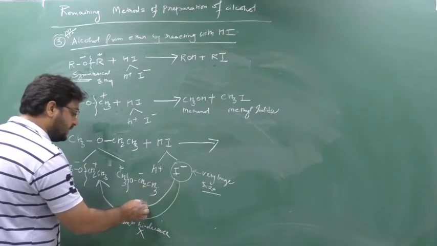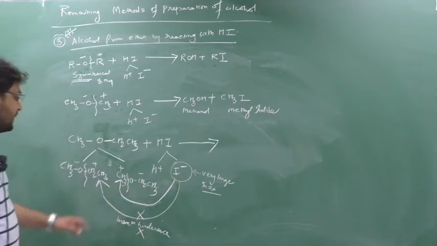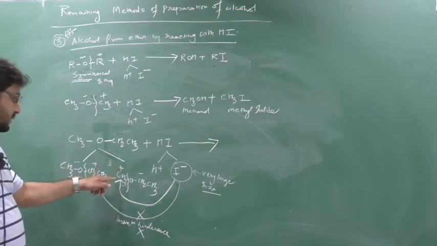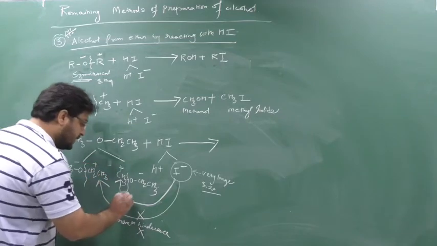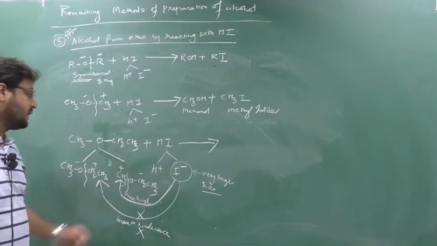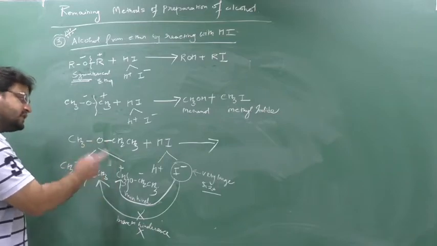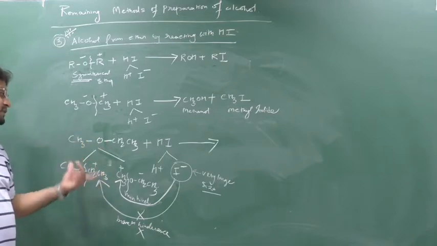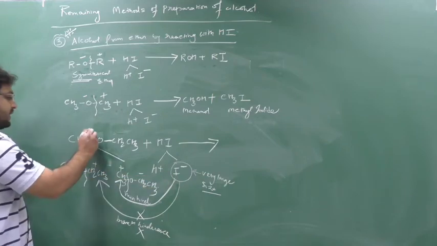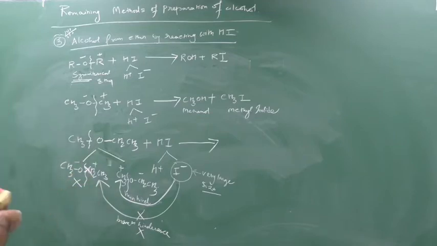Suppose this iodine attacks on this. Now compare: here there is only one carbon, here there are two carbon, so here there are fewer carbons, and the hindrance will be minimum. When there is minimum hindrance, the reaction will occur. So iodine will approach CH3 plus or CH2 CH3 plus because it contains fewer carbon atoms in the chain. So splitting will occur in this manner, not in this manner. Clear?